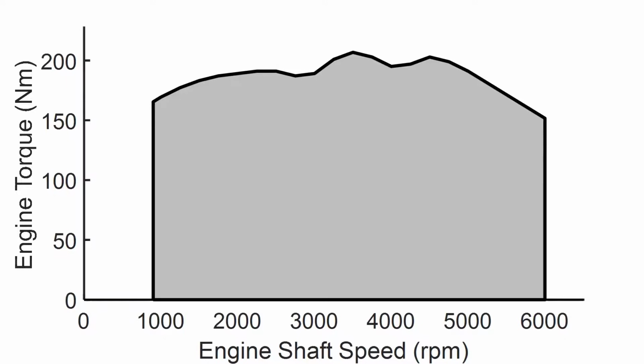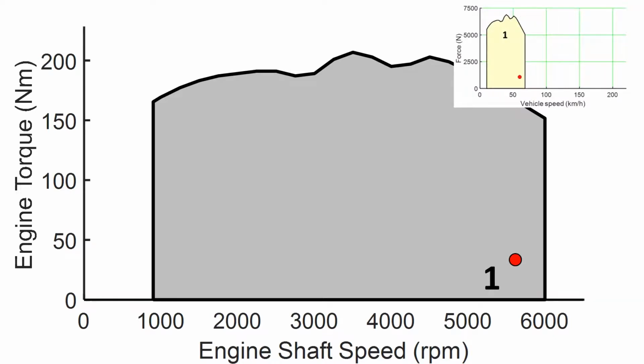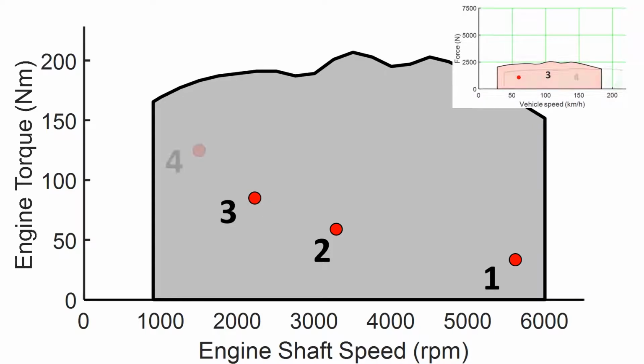This is the torque speed operating range of the engine in the analyzed powertrain. This is the operating point we get on the first gear. If you compare to the force speed diagram in the upper corner, you can see that it is the same operating point for the engine. The second gear gives us this operating point, and third, and fourth, and fifth. These are the only 5 engine operating points the engine can have in this specific driving situation.